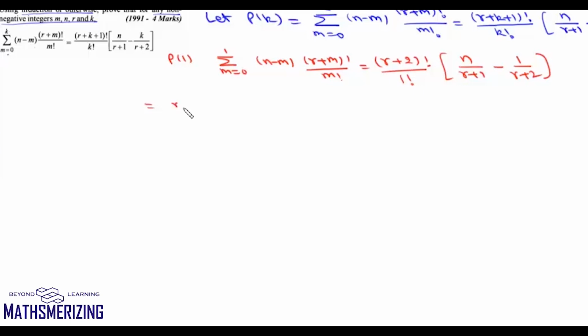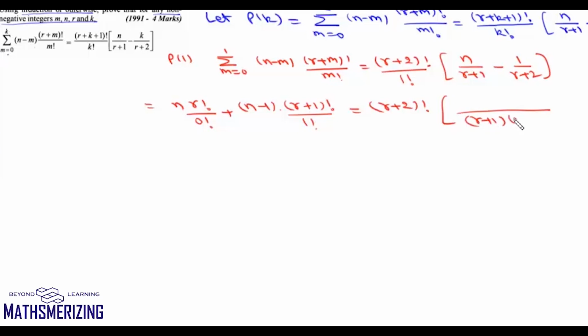If I put m as 0, I'll get n into factorial r upon factorial 0, and then plus (n minus 1) into factorial (r plus 1) upon factorial 1, and this should be equal to factorial (r plus 2), and here I'll take r plus 1 and r plus 2 as LCM. Then I can write nr plus 2n minus r minus 1.